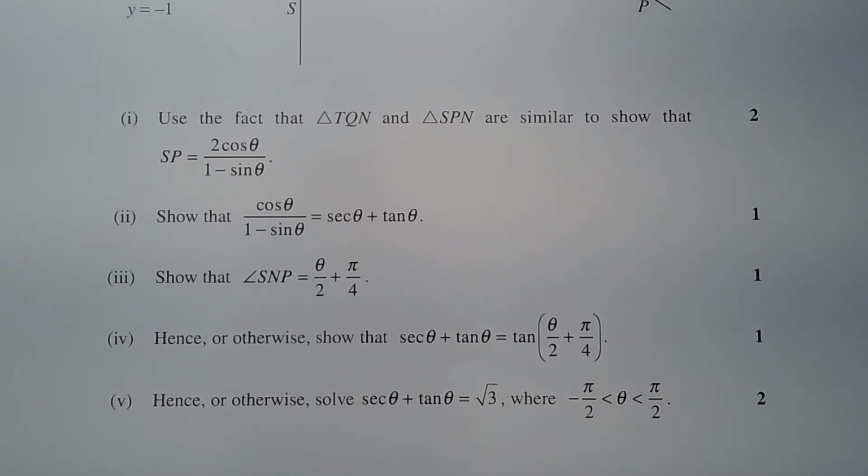Part 1. Use the fact that triangle TQN and triangle SPN are similar to show that SP equals 2 cos theta over 1 minus sin theta.